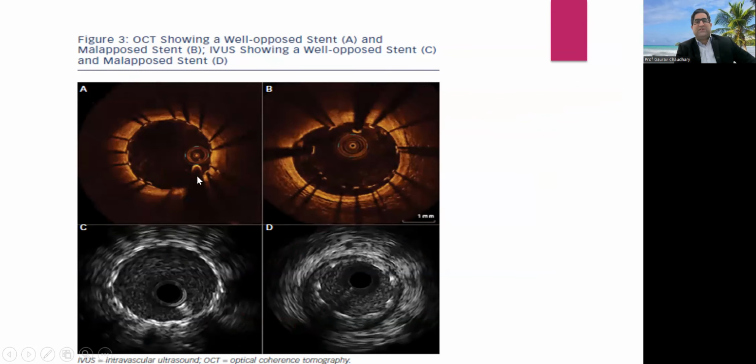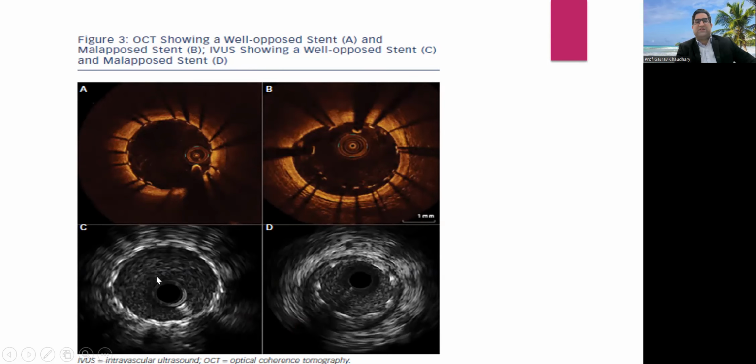So this is again an image. Once the post PCI image, you can see there is a central catheter, and we can see the stent struts, which have a shadow. So figure A is well opposed. In figure B on OCT, we see the stent struts are not opposed to the intimal surface. They have a distance of more than 200 micron.